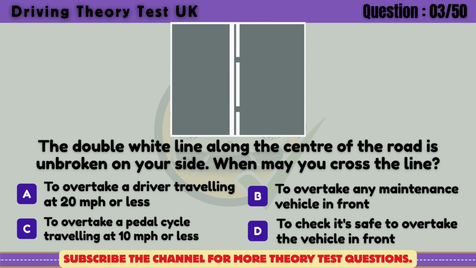Question 3. The double white line along the center of the road is unbroken on your side. When may you cross the line? Option A. To overtake a driver traveling at 20 miles per hour or less. B. To overtake any maintenance vehicle in front. C. To overtake a pedal cycle traveling at 10 miles per hour or less. D. To check it's safe to overtake the vehicle in front.